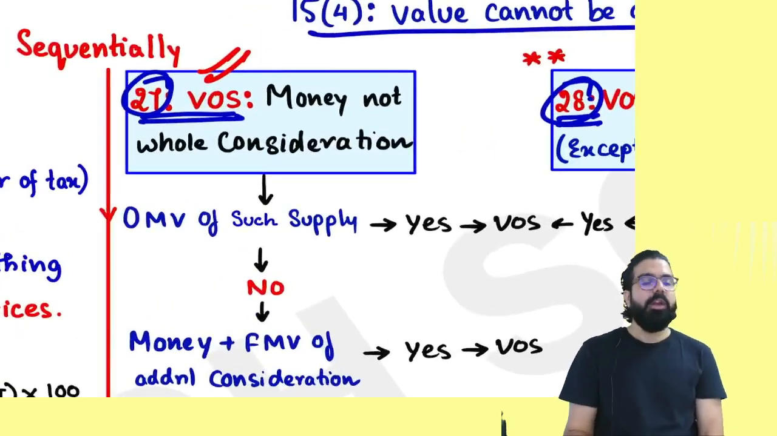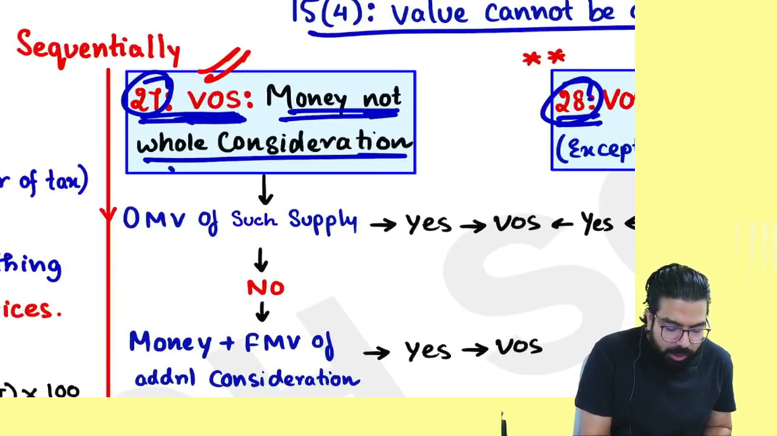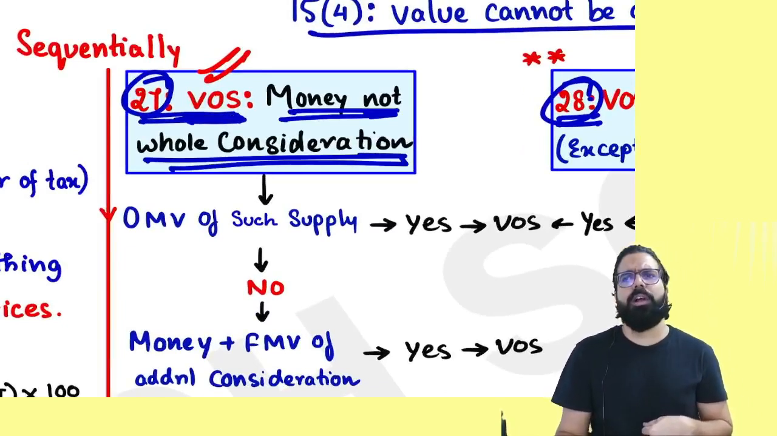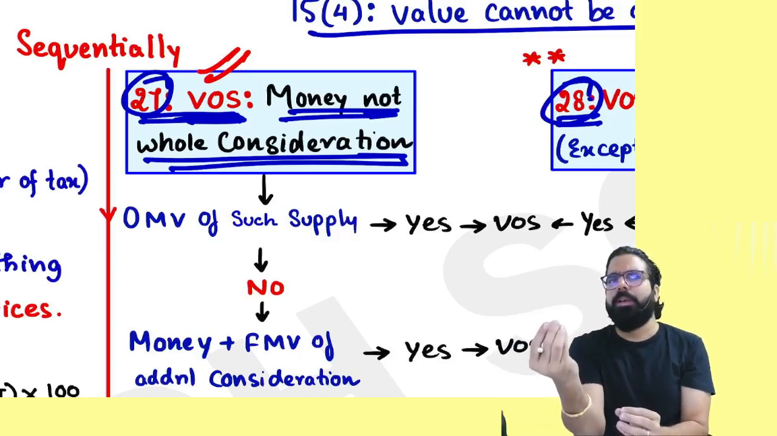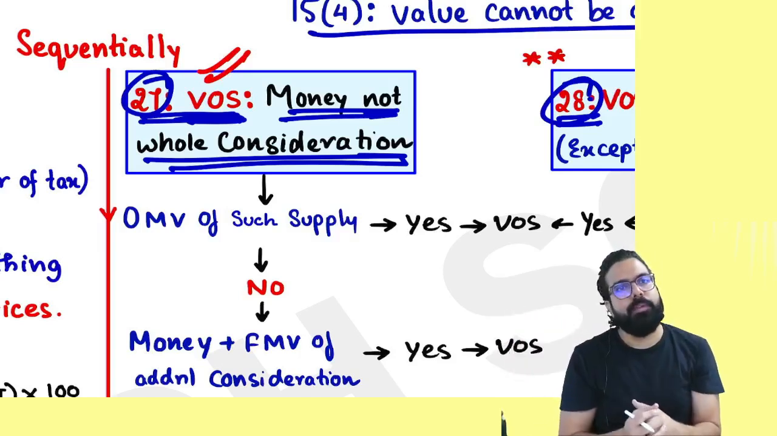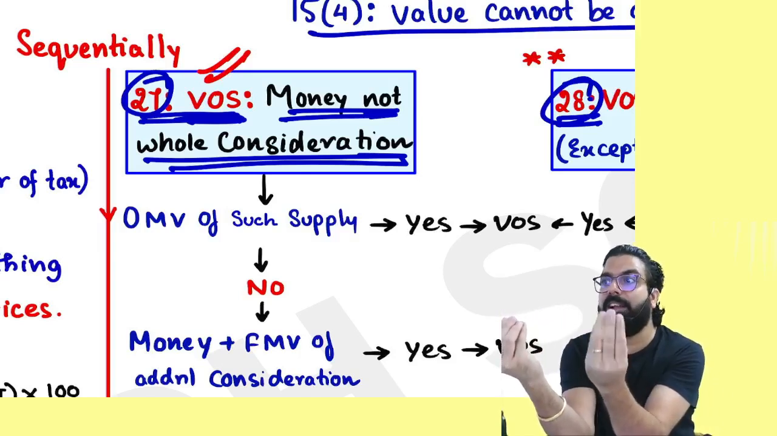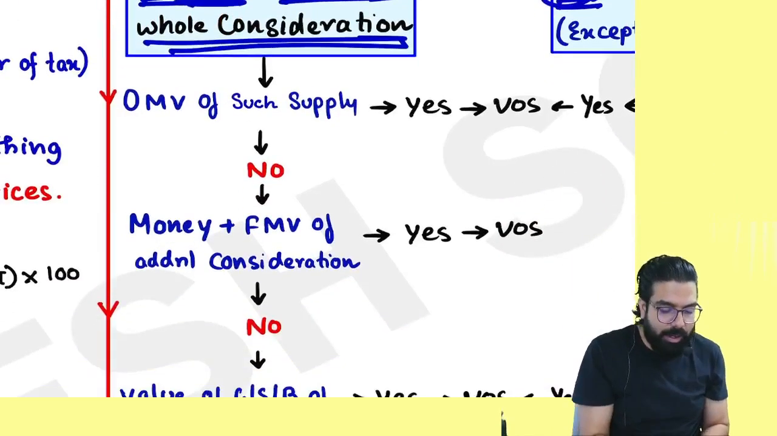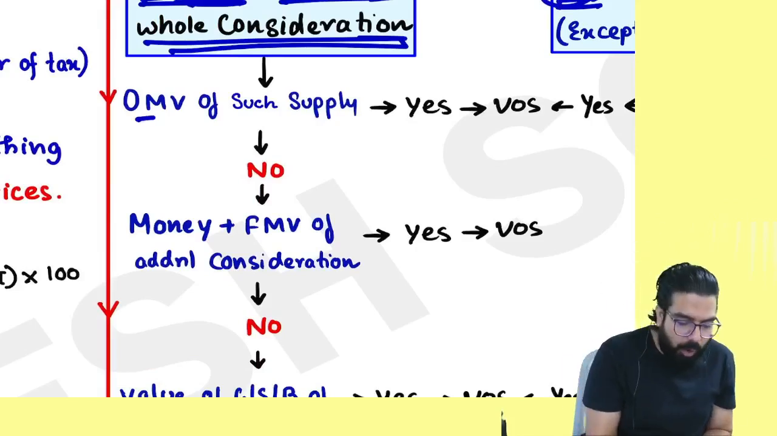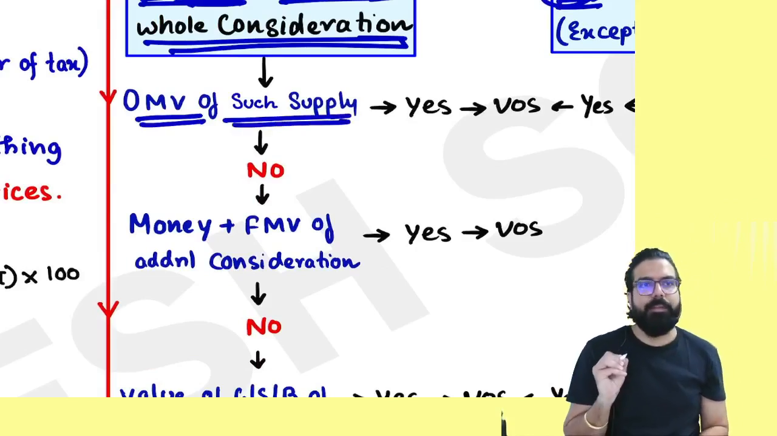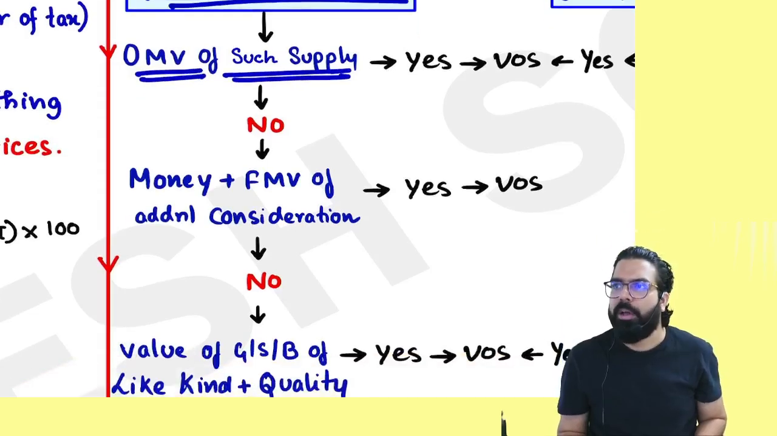Listen. Valuation rule 27 says, when money is not the whole consideration. What do you mean by money is not the whole consideration? I gave you class. You gave me 2,000 rupees and you gave me your gold chain. Money is not the whole consideration. Along with money, you have given me something else also. So in this scenario, what will be my value of supply? The open market value of such supply. Whatever the open market value is, that will be taken as the value of supply.